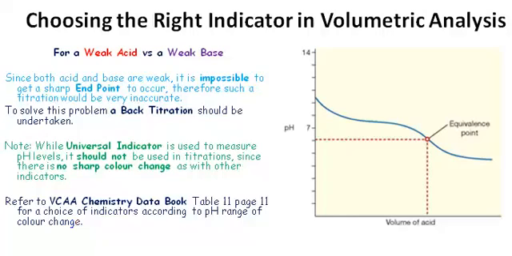Now, if you refer to the VCAA Chemistry Data Book, Table 11, page 11, you'll see there a choice of indicators which you can choose according to the pH range of colour change. Okay, I hope you understand that, and look at this a few more times if you need to review it to get the concepts.